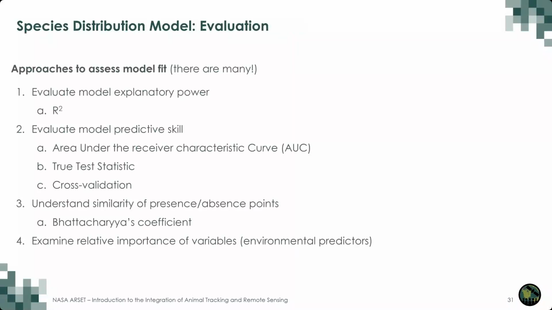And so as I showed you in R, evaluating model explanatory power with R squared is helpful. Area under the receiver curve, true skill statistic, and different types of cross-validation are helpful to evaluate your model's predictive skills. And then, as I showed you earlier, understanding how similar or different your presence and absence point environmental situations are can be done with Bhattacharyya's coefficient. And then we can also look at the relative importance of your variables. As I showed you, bathymetry was driving most of my model with the 3 frigatebirds.